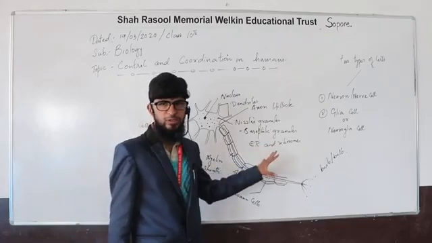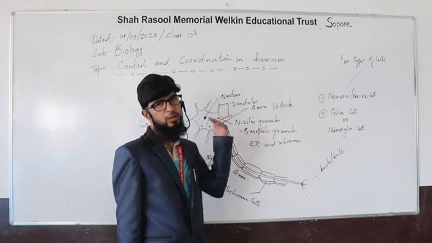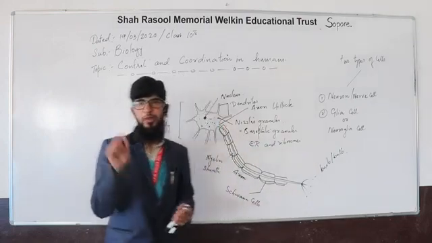So we are done with the structure of the neuron. What does the neuron do? And now let's talk about the classification of neurons. Now we will break it.